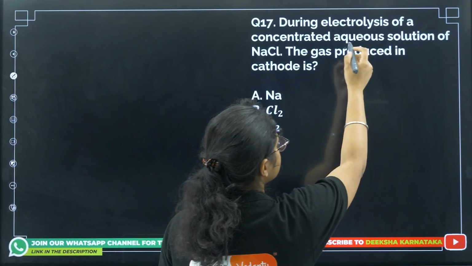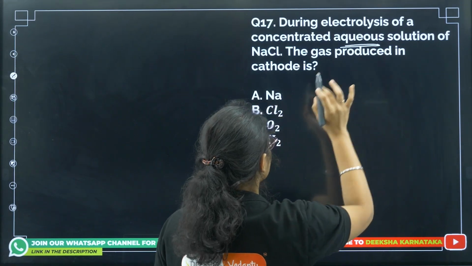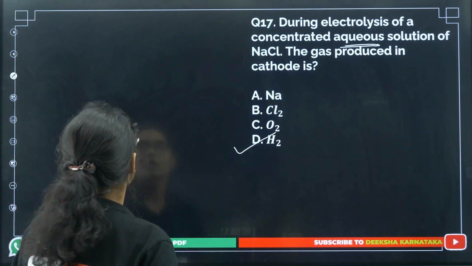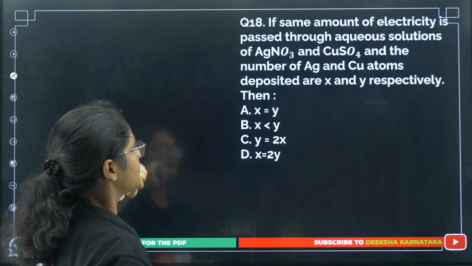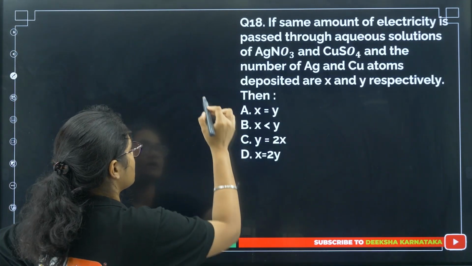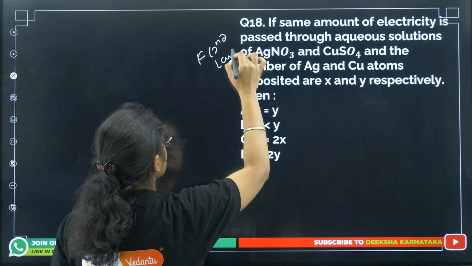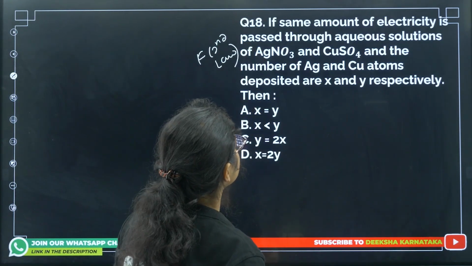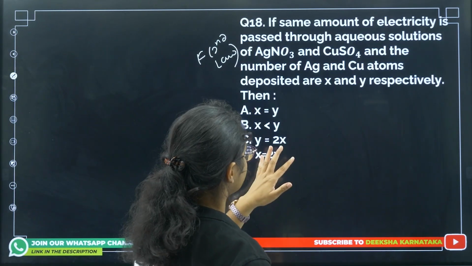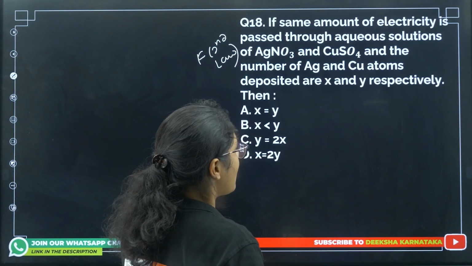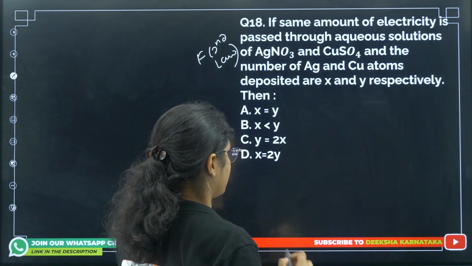So in aqueous solution, hydrogen is there, so that will get reduced. So the gas produced will be option D, that is H2. Now coming to question number 18. If the same amount of electricity is passed, so that is Faraday's second law, right? Same amount of electricity is passed through AgNO3 and CuSO4 and the number of Ag and Cu atoms deposited are X and Y respectively.